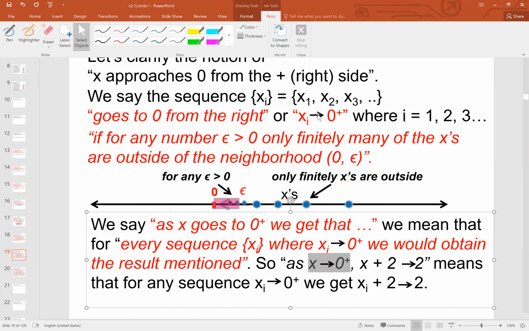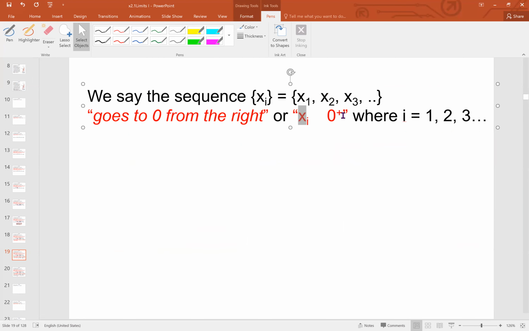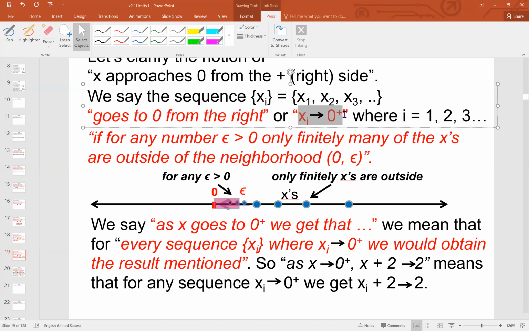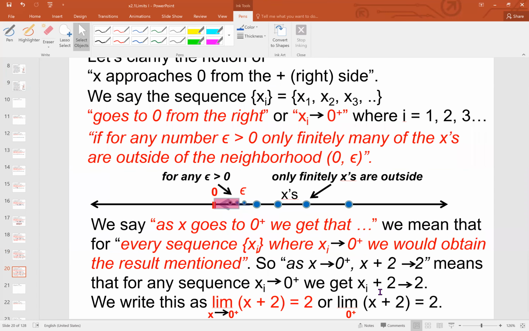That means for every sequence you can think of that's going to 0 from the right-hand side, and you plug it into the formula x plus 2, the obtained outputs are going to get closer and closer to 2, which is exactly what you expected. As x becomes smaller and smaller, x plus 2 gets closer and closer to 2.